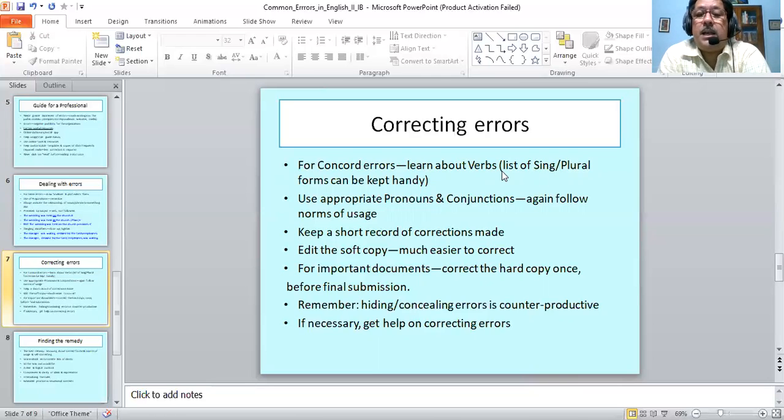Remember, hiding or concealing errors will ultimately prove to be counterproductive. It will be damaging for you as well as for your organization. You might be called to account for it, and then you will find it difficult to defend yourself. So, if necessary, get help on correcting errors, get professional help if required, undergo training, rectify the errors, correct, practice, practice, practice.